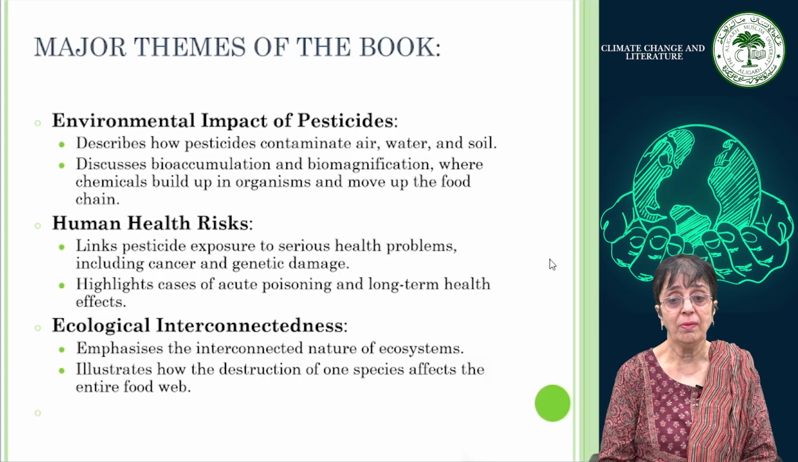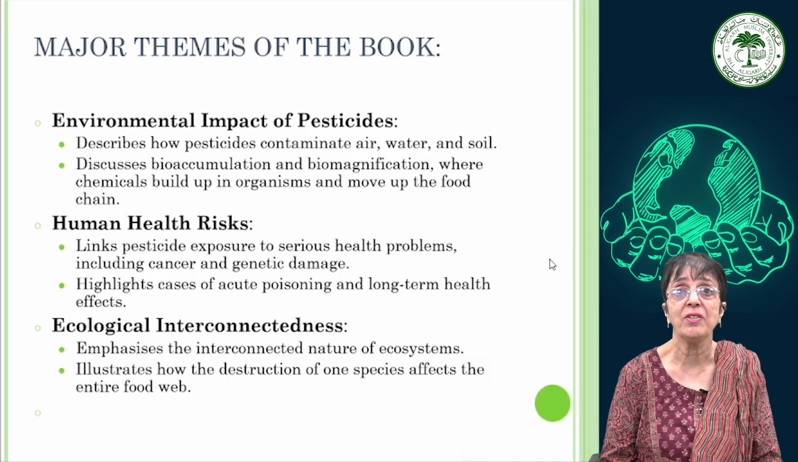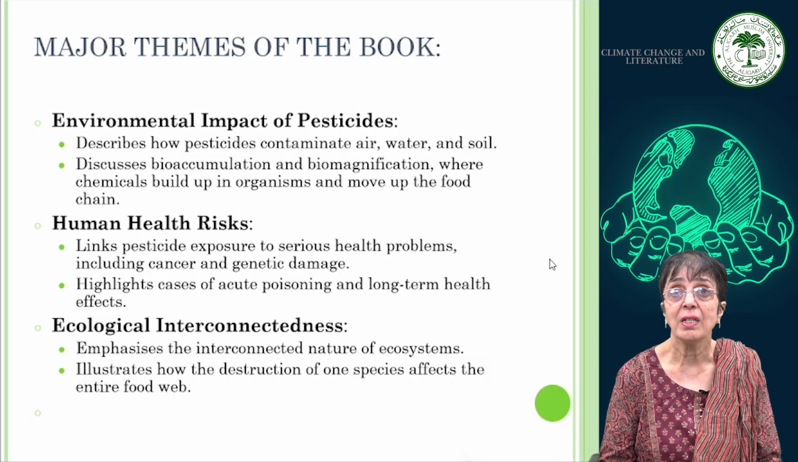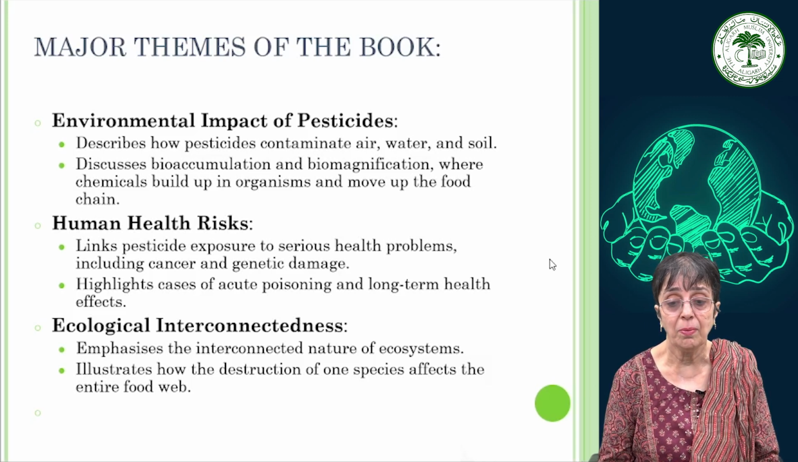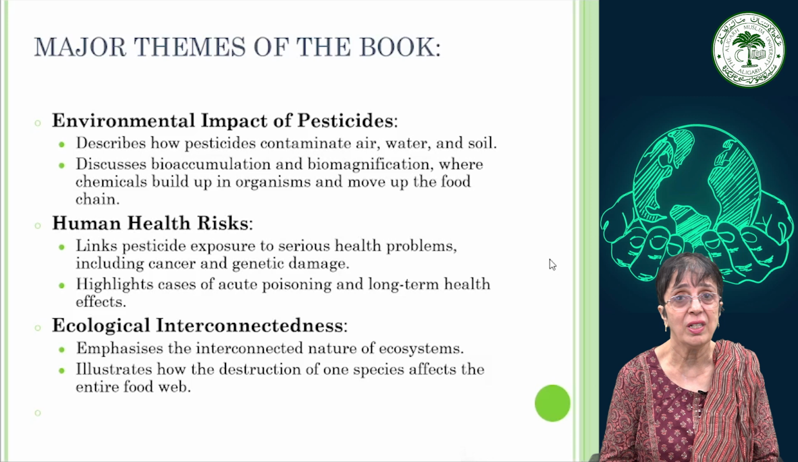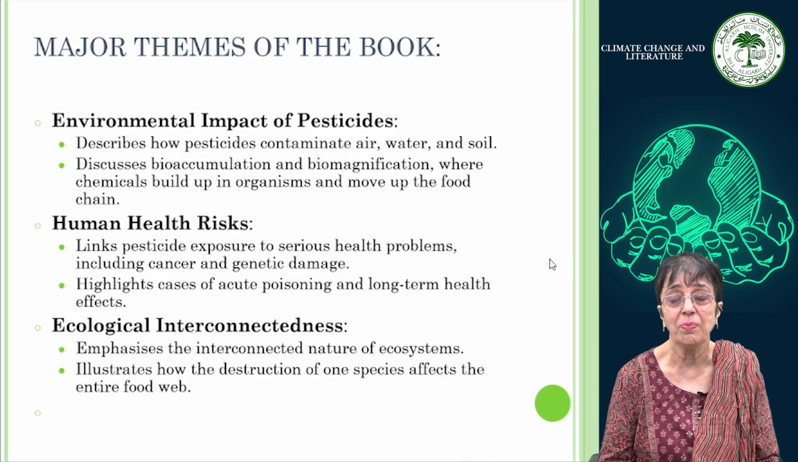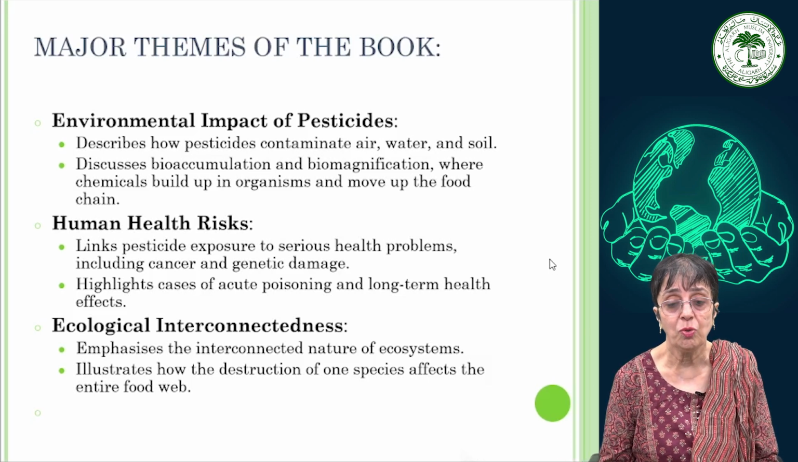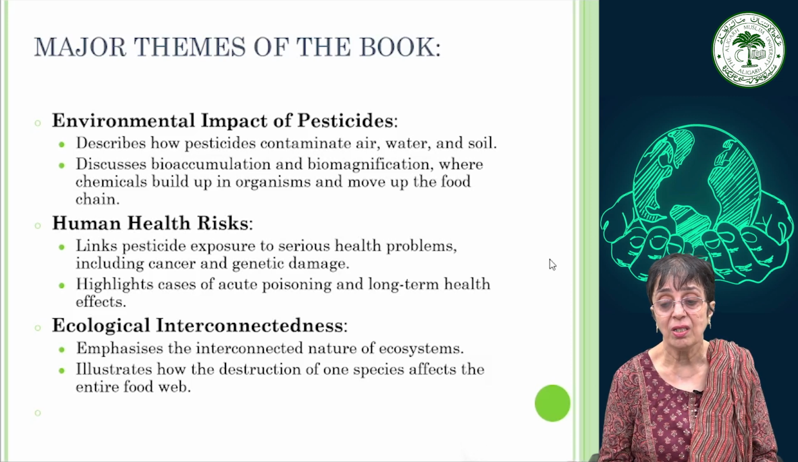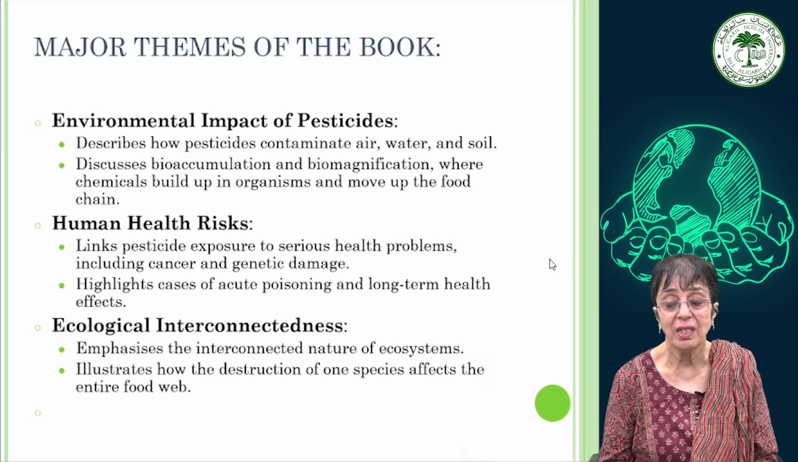The major themes of the book are the environmental impact of pesticides, how pesticides contaminate air, water and soil. They discuss bioaccumulation and biomagnification, where chemicals build up in organisms and move up the food chain. So these are things that we have just discussed, that the food chain and the water cycle, everything gets affected by chemicals and pesticides being sprayed on one field. It spreads out. Then there are risks to human health also. Pesticide exposure has been linked to serious health problems, including cancer and genetic damage.